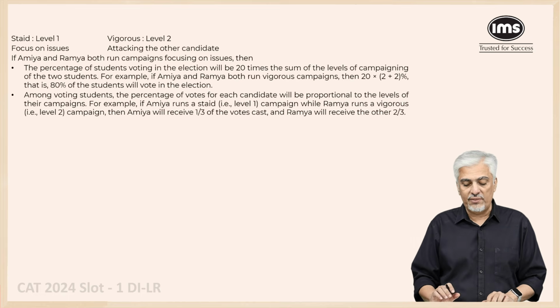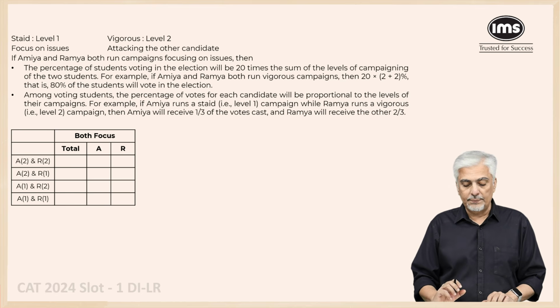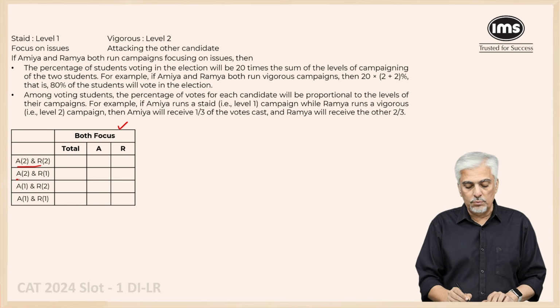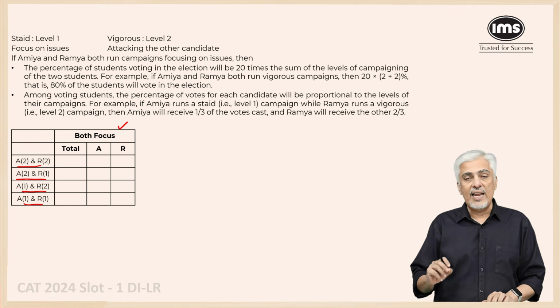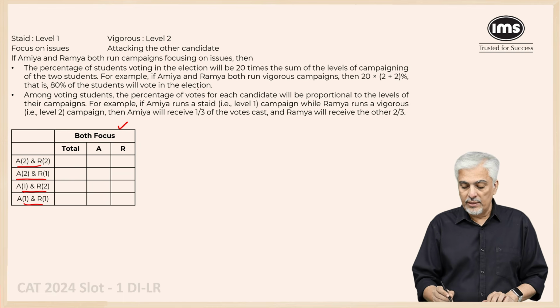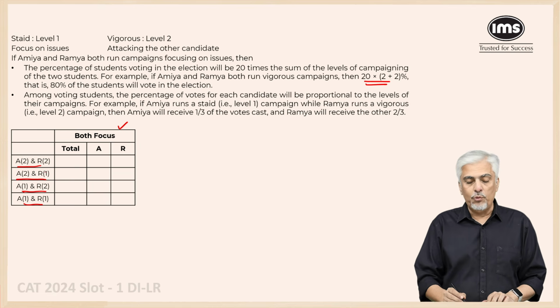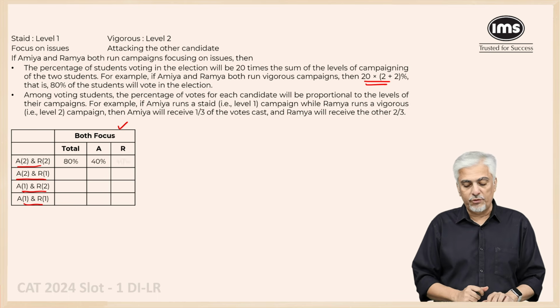So this is the initial data we have, that is of both of them focusing. So both are at level 2, Amya at level 2, Ramya at level 1, Amya at 1, Ramya at 2, and both at 1. What is the total number of voters? What will A get and what will R get? So we already said that this was going to be 80, 20 4s are 80 if both are at level 2. So this will be 80. Out of this 80, because both are at 2, 2, they both will get half of the votes. So both will get 40, 40.